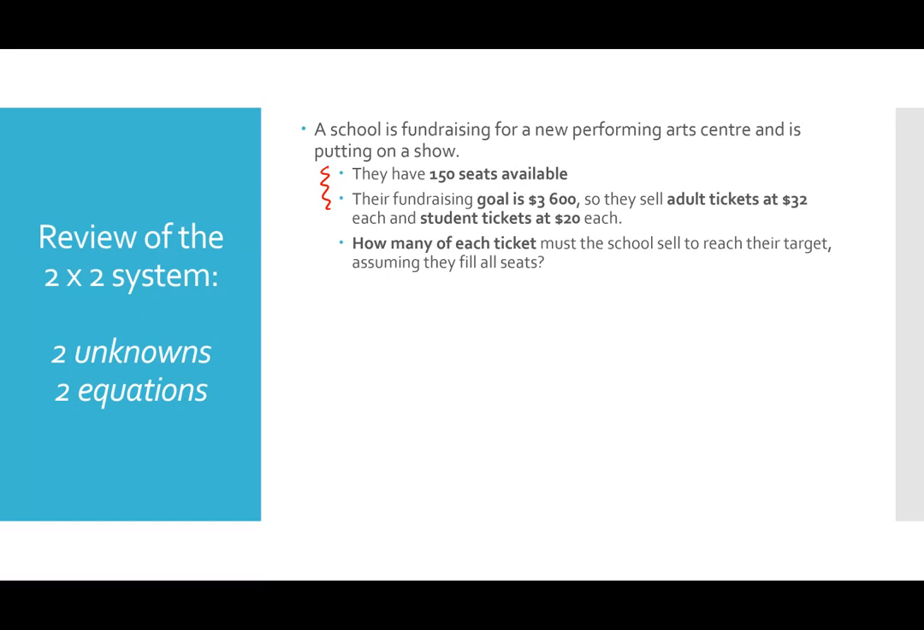So we can see I want to find out how many adult tickets and student tickets I should sell. So I can represent those with my variables. X is the number of adult tickets. And so Y will be the number of student tickets. Now I can write those 2 equations in terms of X and Y. So they have 150 seats available.